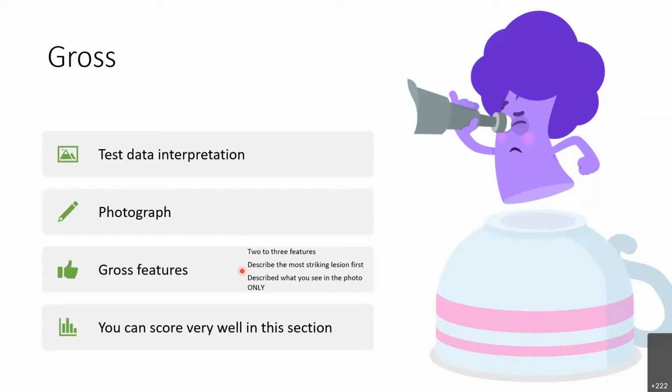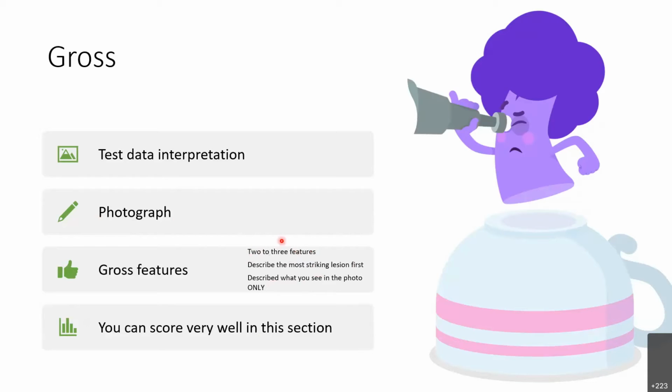What you can do is describe the most striking lesion that you can see in the photograph first, and by that you can score higher points, or even perfect points, for this part. Usually, if they ask you for two to three features, the marks are also two to three marks.